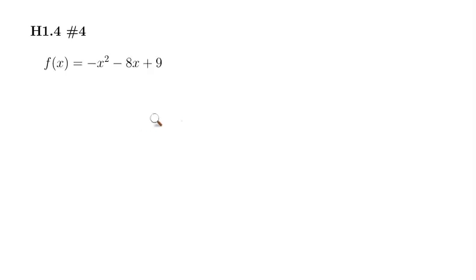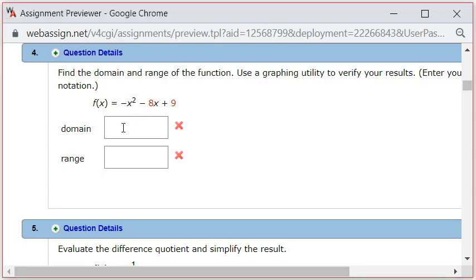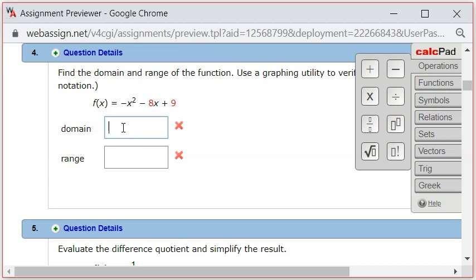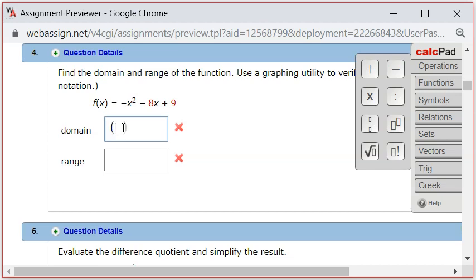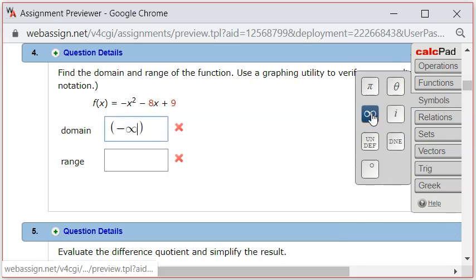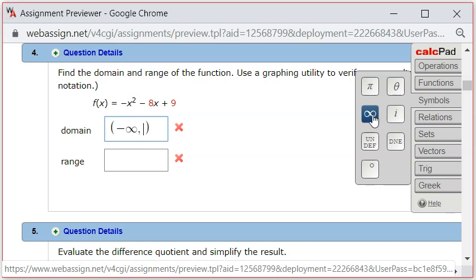Actually, we don't really have to do much here. Remember that we have to worry about when you have a square root, and also we have to worry about something when we have a fraction. And this guy doesn't have any of that. So therefore, there's no restriction on x, which means that you can plug in any number you want. So the domain is going to be all real numbers. In interval notation, all real numbers is negative infinity to positive infinity.